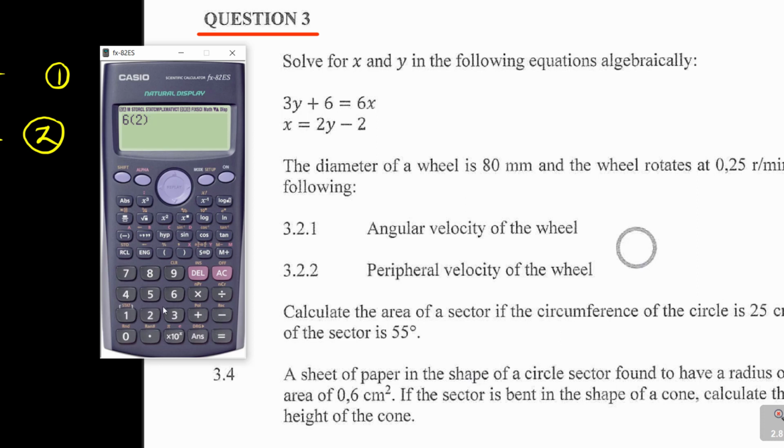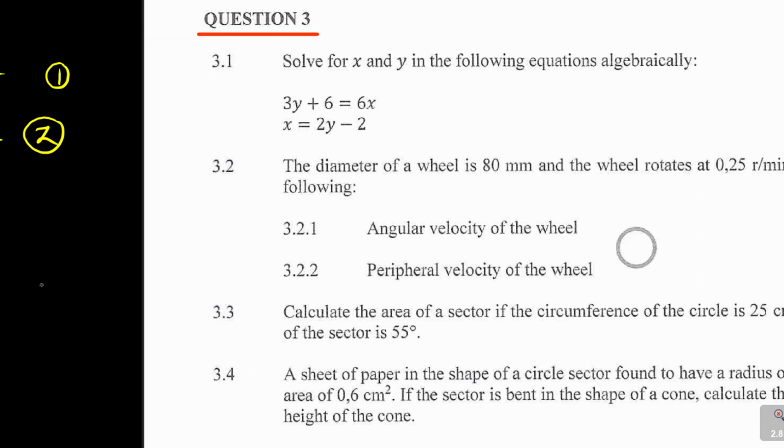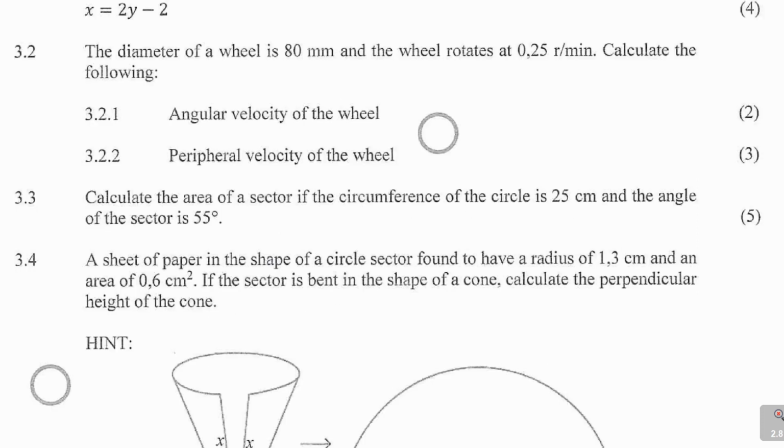The other one is 2y minus 2, which is 2 bracket 2 minus 2. 2 bracket 2 minus 2 is equal to 2. So it balances on that. Alright, so that was that.